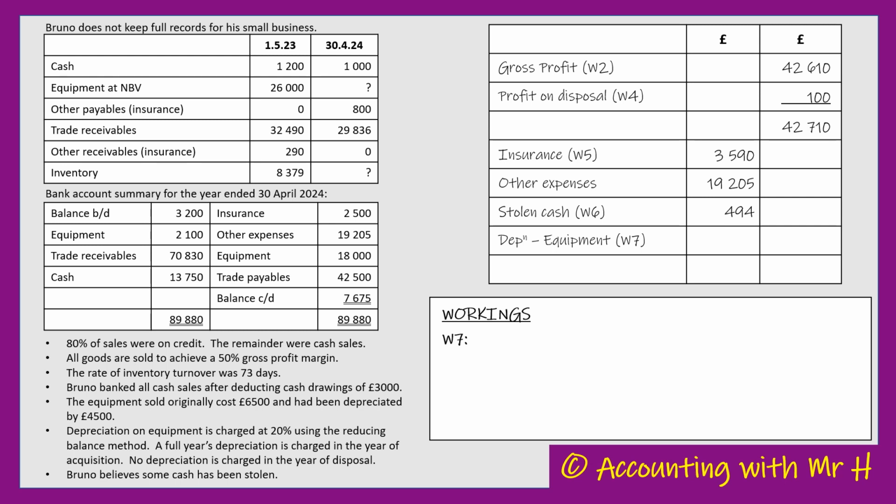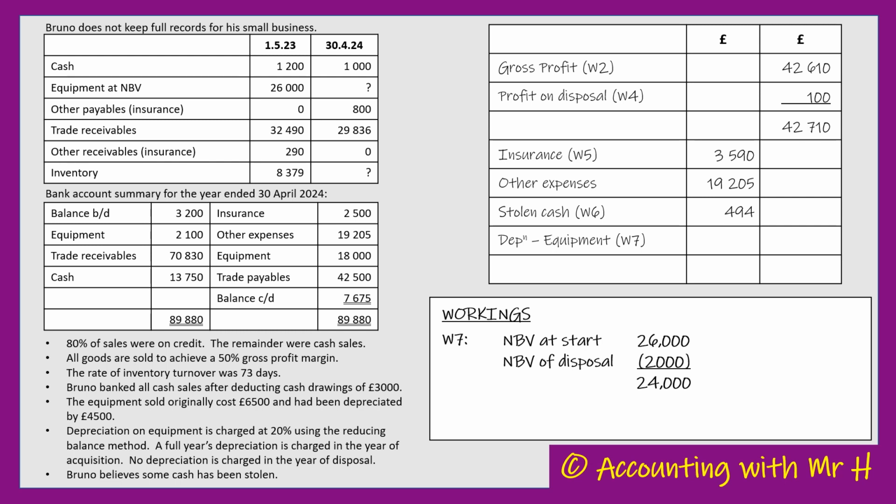So I've got to think net book value because that's reducing balance. So his net book value of equipment at the start, I can see that in the table at the top, it was £26,000. But because he disposed of some equipment, I need to remove that because we don't want to depreciate that. He no longer owns them. And if you go back to the 5th bullet point, it said the equipment sold originally cost £6,500 and had been depreciated by £4,500. So the net book value on the equipment that was disposed of then was £2,000. So I'm going to take that out. So now that gives me a net book value of £24,000.